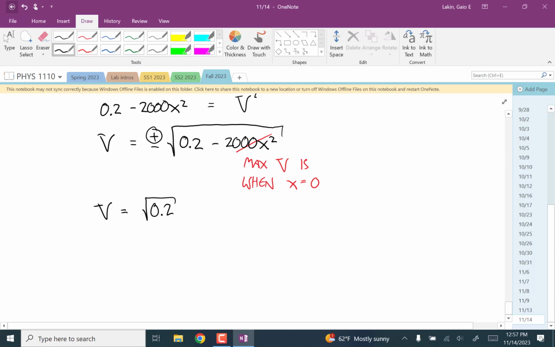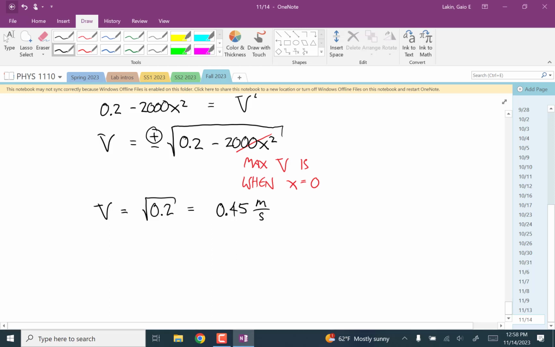Okay, and so the answer is the fastest it's going to move is the square root of 0.2. Can someone tell me what the square root of 0.2 is? Do I know that? No. 0.44 or something? 0.447. Okay, I'll just call it 0.45 meters per second. So with this specific spring, you pull it back a centimeter, the fastest it'll ever be moving as it's oscillating is 0.45 meters per second.